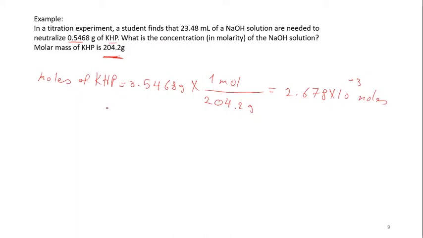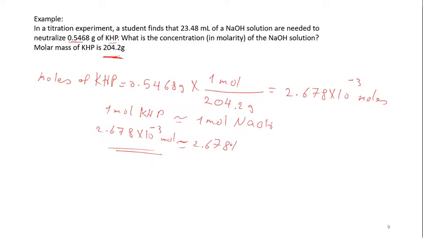If I know that each mole of potassium hydrogen phosphate is equivalent to 1 mole of sodium hydroxide, so if I have 2.678 multiplied by 10 to the power minus 3 moles of sodium hydrogen phosphate, this means it reacted with 2.678 multiplied by 10 to the power minus 3 moles of sodium hydroxide. Now I know the number of moles of sodium hydroxide, and I know the volume of the sodium hydroxide. I can calculate the molarity.